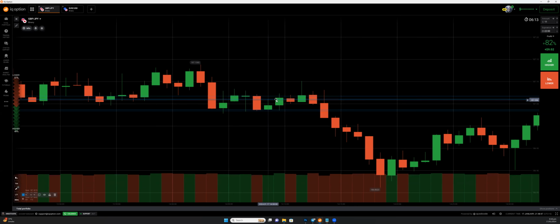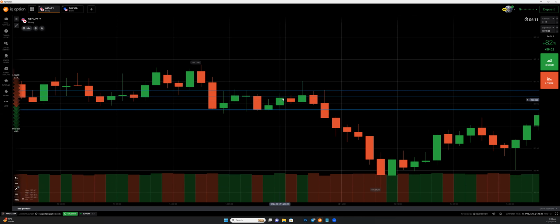When we draw this level, what happened on this level? Buyers tried one time, sellers entered, they tried a second time, they failed. We have a test and we have a failure of buyers. This breakout happened. Can we go far down? Yes, we can go. This can be tradable.